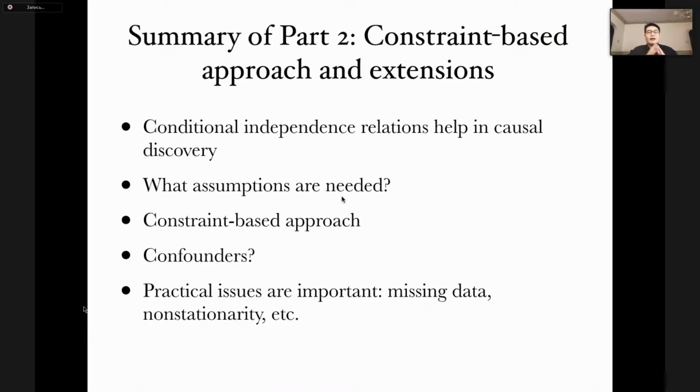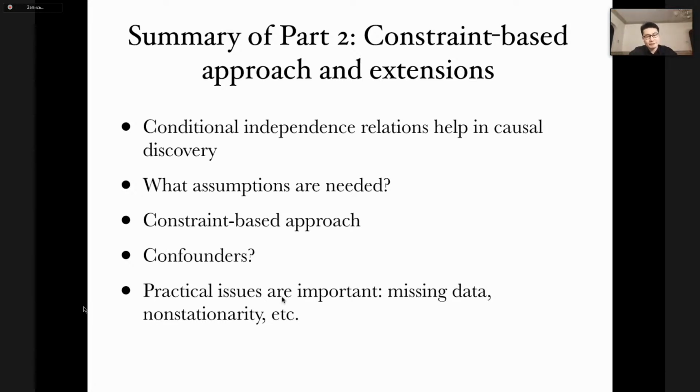So right here in this part, we can see that conditional independence relations can be used to discover causal information. We see what assumptions are needed. Essentially, we need the causal Markov condition and the faithfulness assumption. And then conditional independence constraint-based methods were proposed, developed by pioneers in the community, at the very beginning of the 1990s. Some methods can handle confounders. However, later you can see that under some further assumptions, we can handle confounders in a better way.